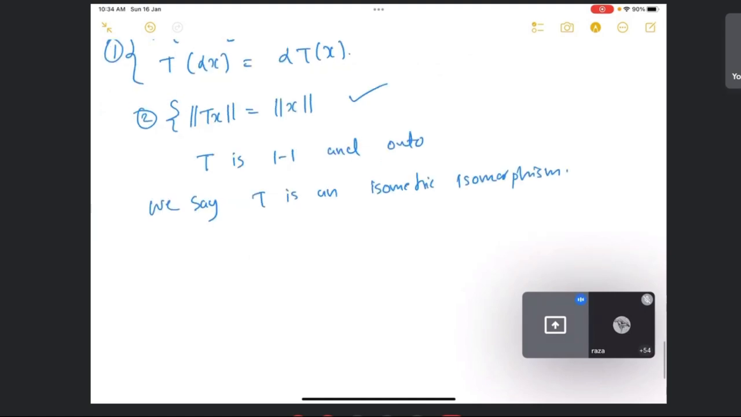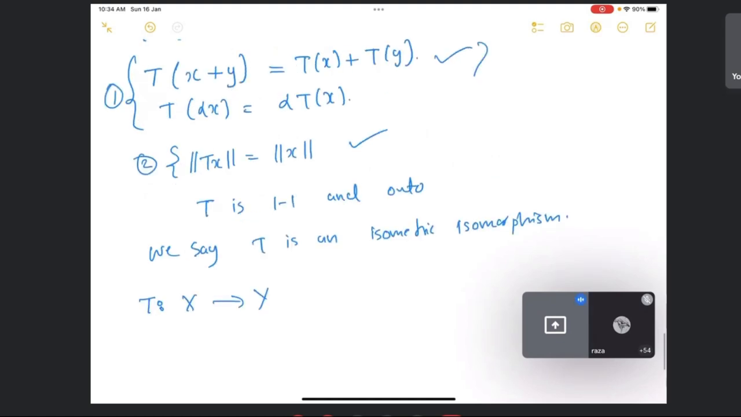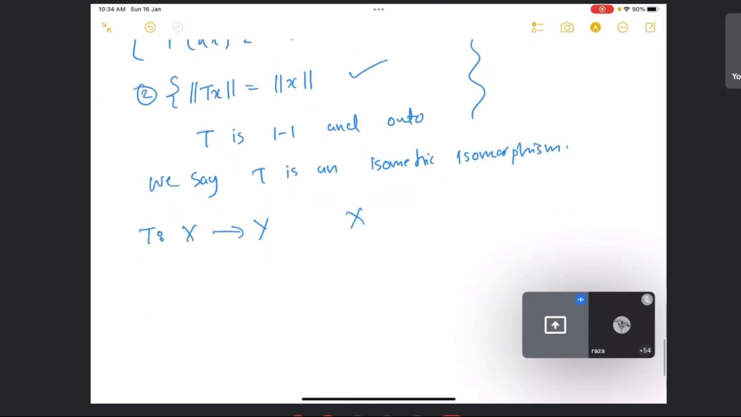Similar to the case with groups, here if there exists a map T from two normed spaces, if T is a map from the normed space X to Y, and if T satisfies all these properties, then we say that X is the same as Y. There is nothing much different between X and Y. We just have to rename the elements of X so that we can get Y.